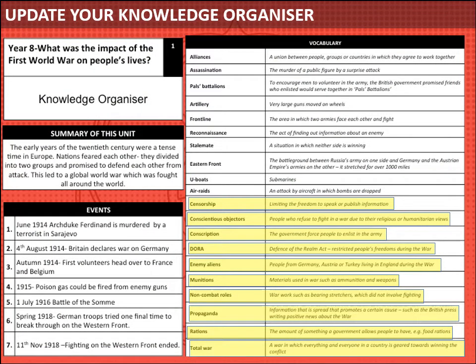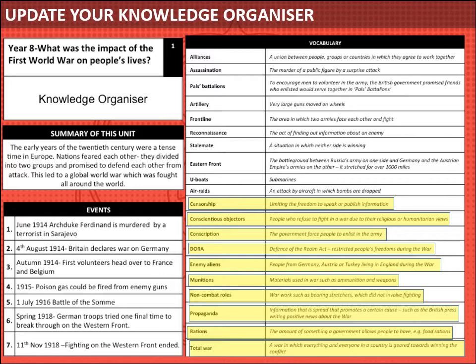Now would be a great time to have your knowledge organiser out, and if you have a highlighter or even just a star, put it beside the vocabulary that we are going to be focusing on today. So as you can see, you have censorship, which is limiting the freedom to speak or publish information. Conscientious objectors, which you may have picked up on that I said a second ago, people who refuse to fight in a war due to their religious or humanitarian views.